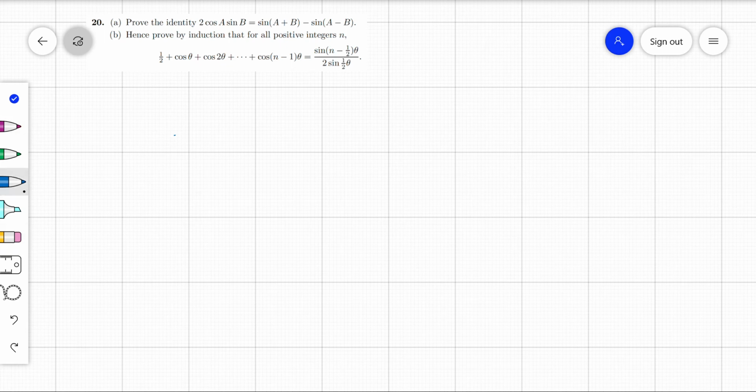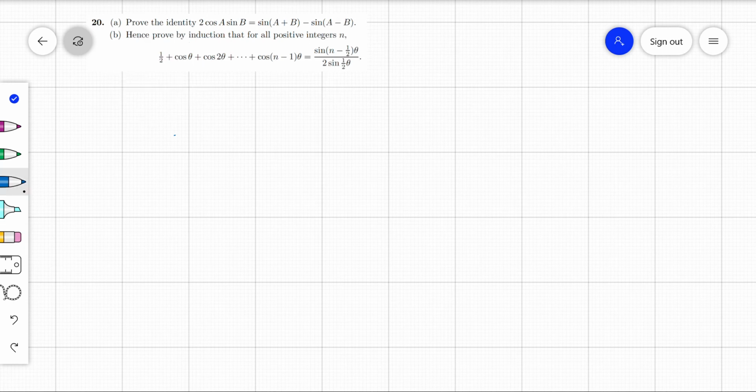So of course we would say let P of n represent the proposition. P of 1 is true, since now when you put 1 in, it's a series, but when you put 1 in there, you get cos of 0 theta. So we're looking for no cosines, just that half there. So on the left-hand side, you would get a half. On the right-hand side, when we put 1 in, let's check. So we do get sine of 1 minus a half is a half theta, and 2 sine a half theta, so they cancel and you get a half again.